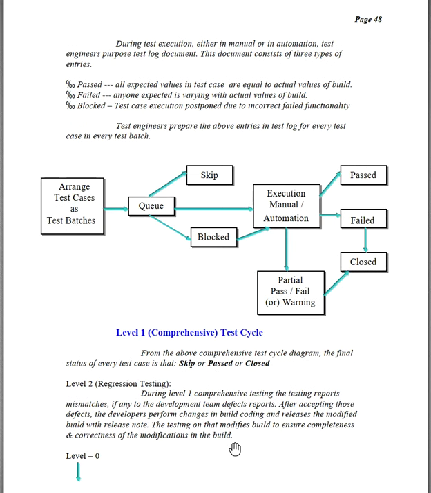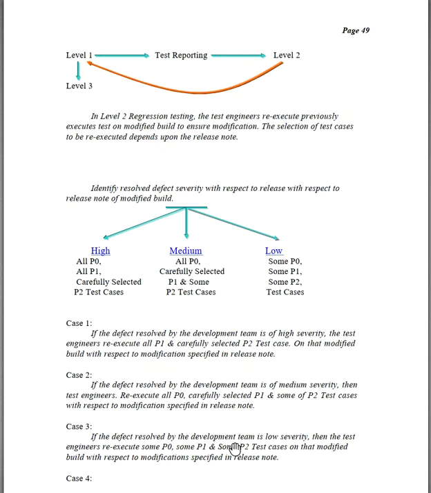Then we have level 2, the regression testing. There will be many defects, and after accepting those defects, the development team performs some changes and releases the build. Then the testing is done on this modified build to ensure the completeness and correctness of the modifications.